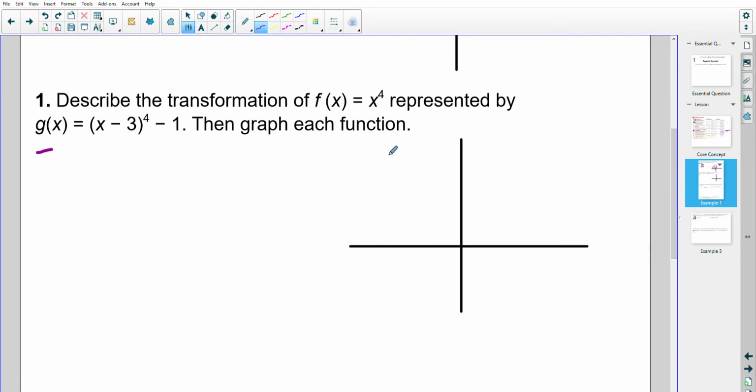Also, we have x to the 4th. This is going to go to the right 3 units and down 1 unit. So 0, 0 is now going to be at 3, -1. Notice how I have points that are shown with numbers. This is my original, and this would be my shifted one.